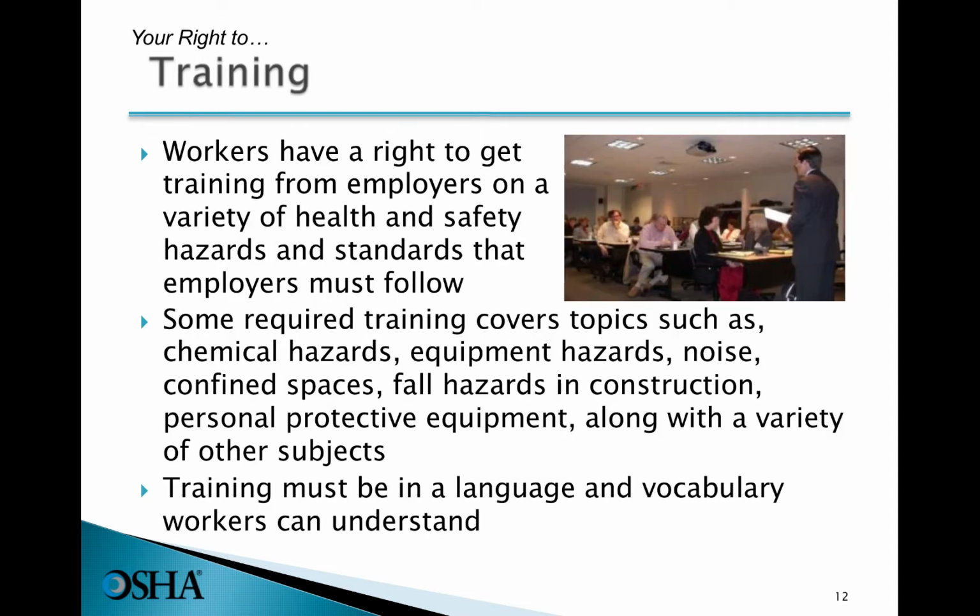Your right to training. Workers have a right to get training on a variety of health and safety hazards and standards that employers must follow. Some required training covers topics such as chemical hazards, equipment hazards, noise, confined spaces, fall hazards in construction, personal protective equipment, along with a variety of other subjects. Training must be in a language and vocabulary that workers can understand.